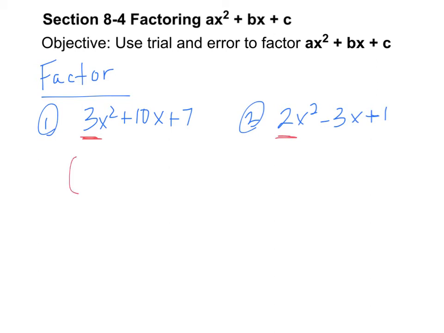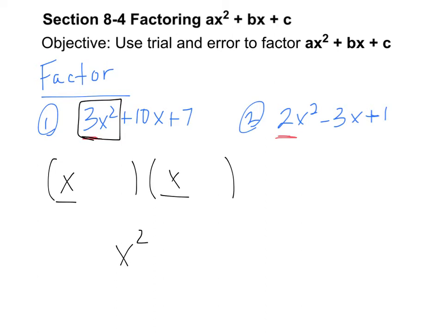Remember when you were factoring in the previous worksheets, you would just automatically write an x and an x. Well, that's not the case anymore. Because if you remember, the first two terms here and here have to multiply to this guy. So it's not just x and x any longer, because x times x is x squared. What do we need? We need 3x squared. So let's figure this out. How can we factor this?